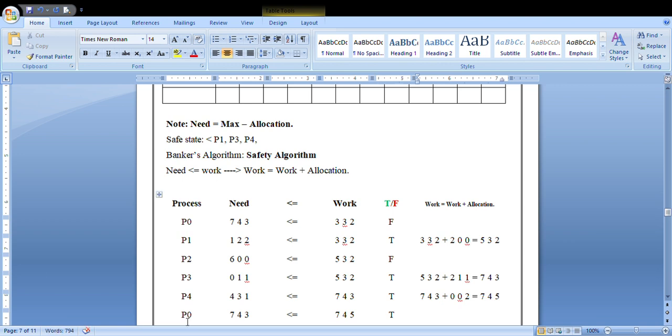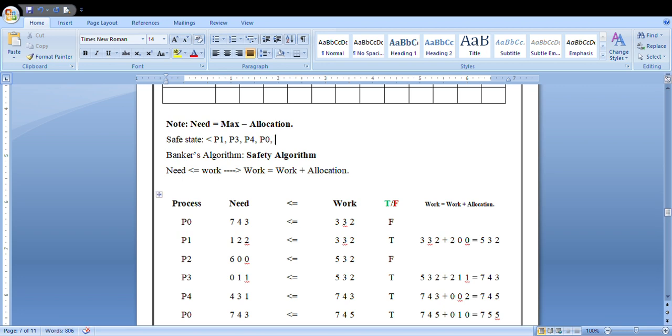Now you need to calculate the new available value. So it is 745 plus, what is the allocation value for P0 process? It is 1010. Sorry, 1010. So if you do the sum of this, 755. This is the new available value. Now once it becomes true, it will enter the safe sequence: P0.